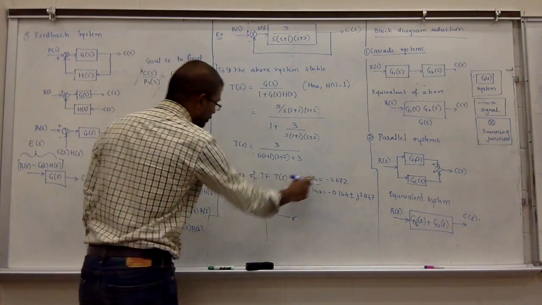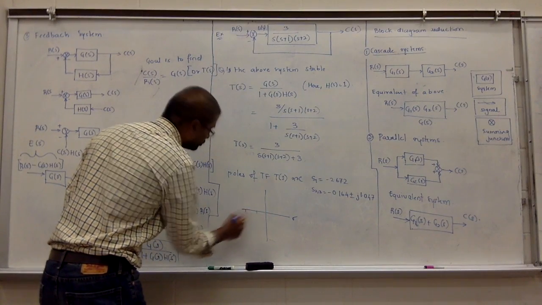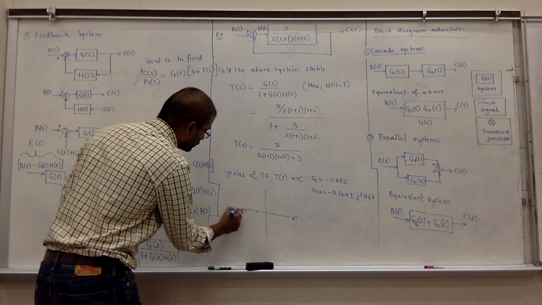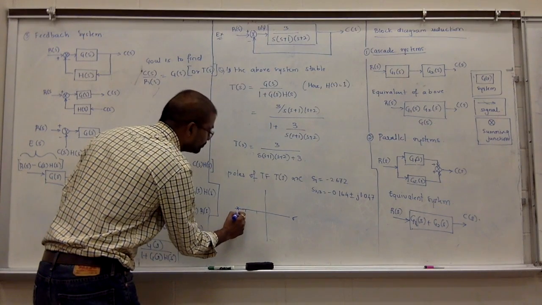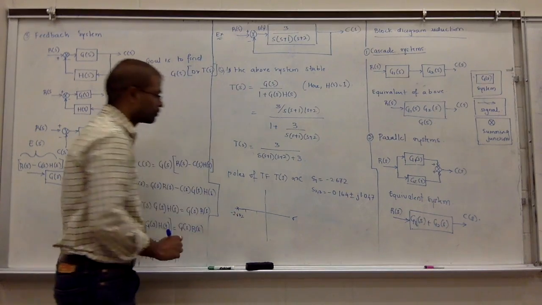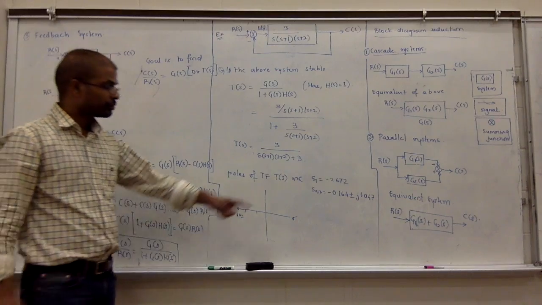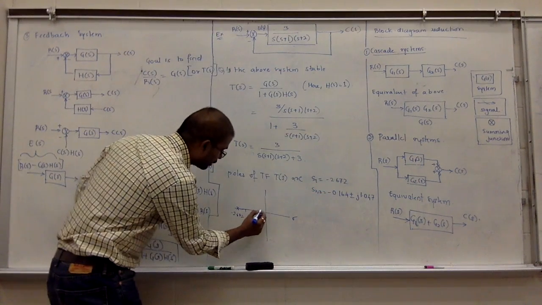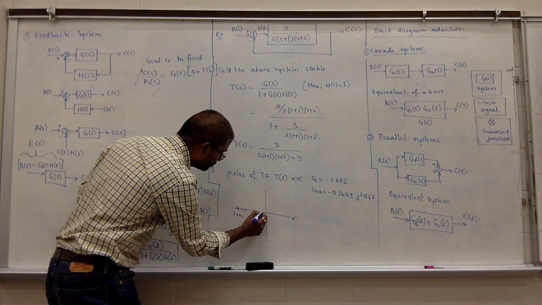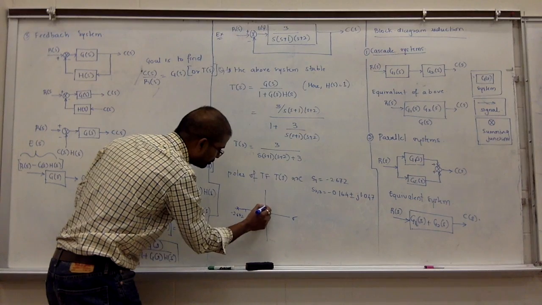So where will this be? If you have 1, 2, this will be somewhere here, right? So it has one real root and two complex roots. Where will this be? The real part will be here.